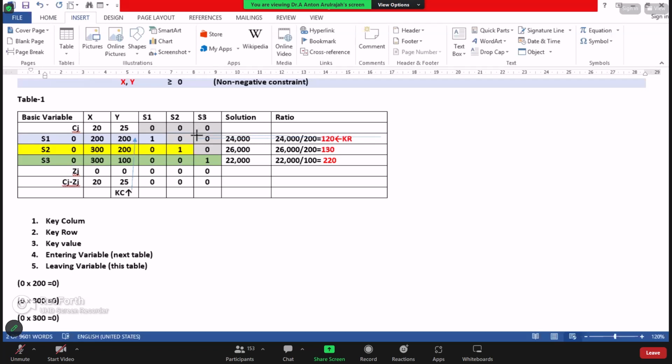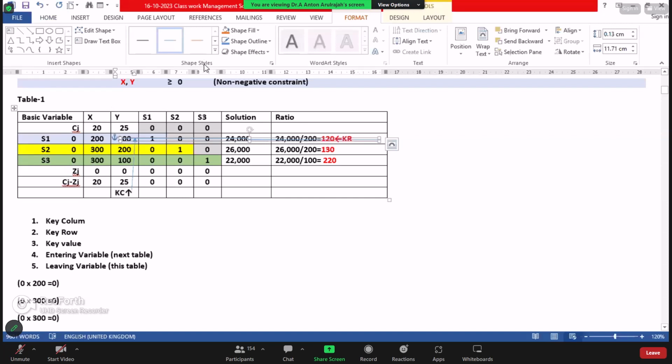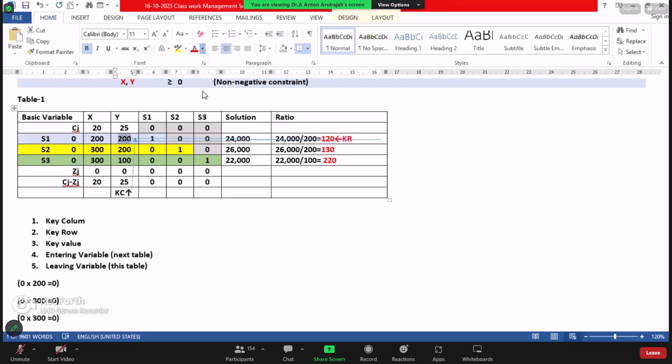Where key column and key row are intersecting, that is termed as the key value. So which is the key value here? This one. Okay, this one has to be considered as the key value.